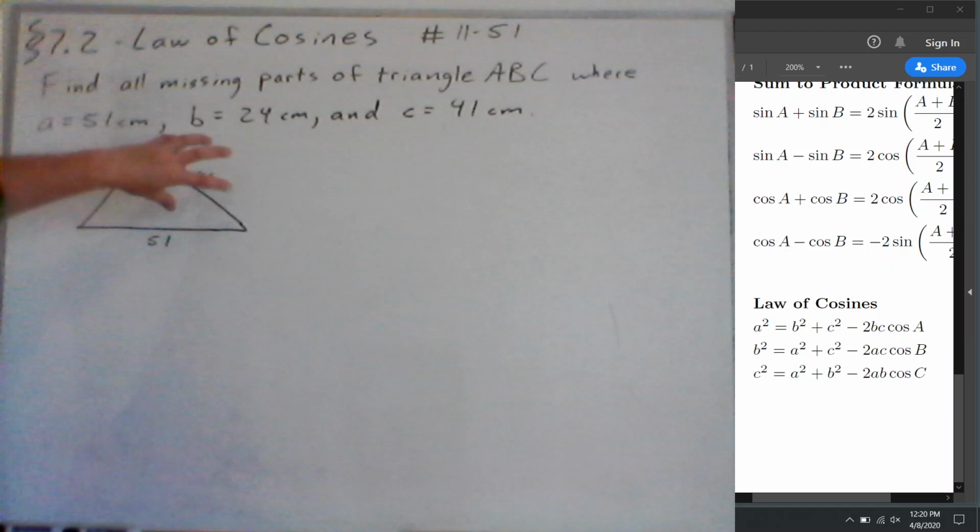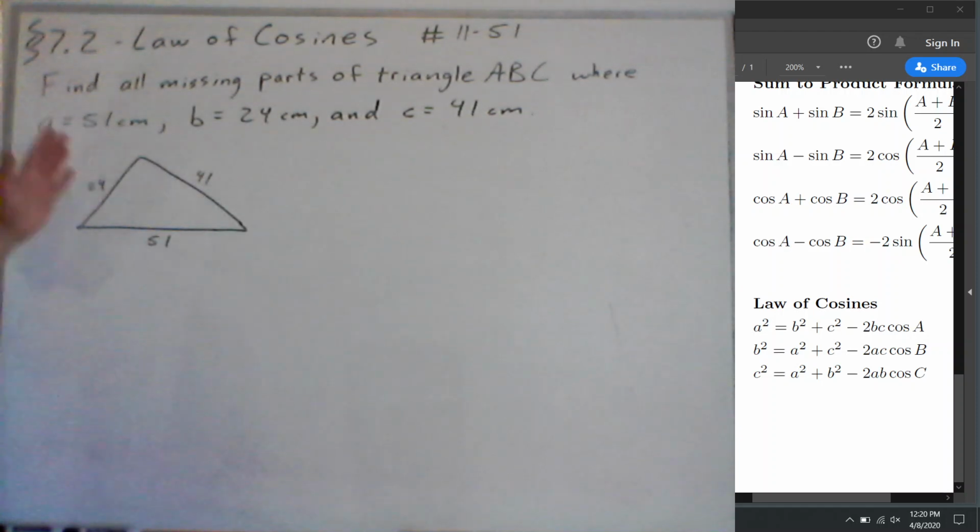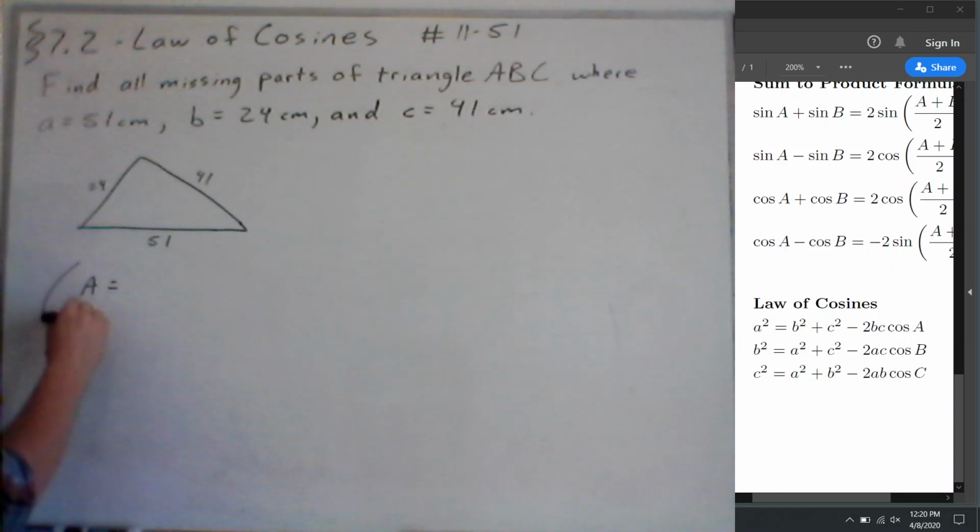And again, you might draw yours differently. You might draw the longest side on the top or on the left or on the right. Orientation doesn't matter. What matters is, can we find capital A, capital B, and capital C given this information? And the answer is, of course, yes, we can.